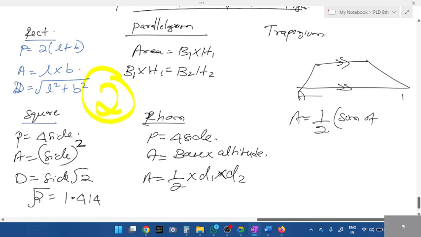If I take A, B, C, D, in between those parallel lines, I'll take H. So the formula is half into sum of parallel sides, AB plus CD, into height. H is nothing but the height between them. See, in the starting it was so difficult. Now almost all of you are answering.